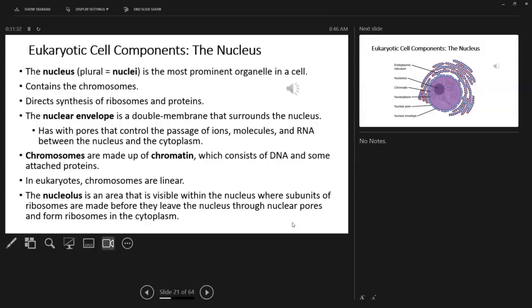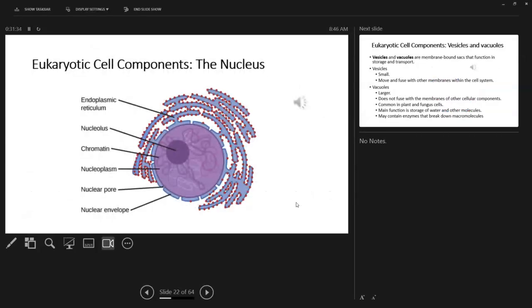Inside the nucleus is a structure called the nucleolus. So here's the nucleus, and this dark spot within the nucleus is called the nucleolus. That's where ribosomes are made. But the ribosomes are out in the cytoplasm, so there are holes in this, called the nuclear envelope, the double membrane surrounding the nucleus, and there are holes in it called nuclear pores. So that would be how the ribosomes that are made in here would get out into the cytoplasm.